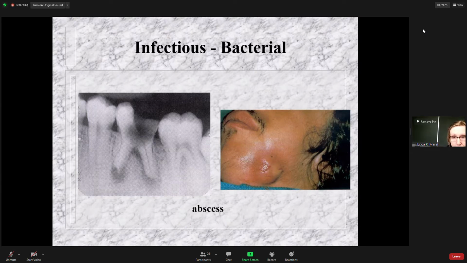And in perio, you're also going to learn about the different bacteria that play a role in triggering a host response that is destructive to the periodontium.